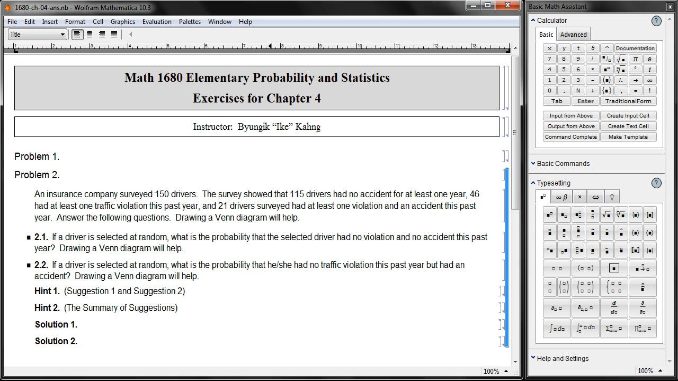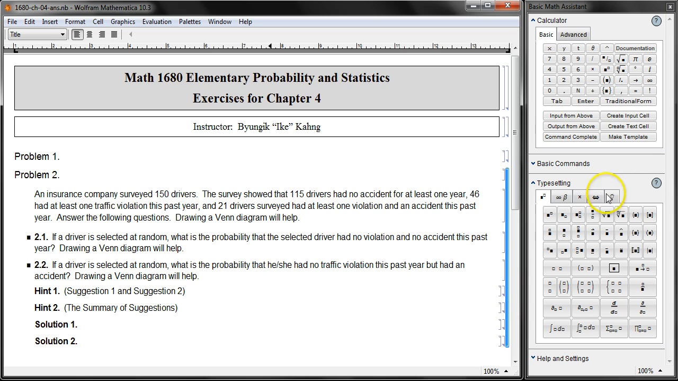2.1. If a driver is selected at random, what is the probability that the selected driver had no violation and no accident this past year? If a driver is selected at random, what is the probability that he or she had no traffic violation this past year but had an accident? Either case, drawing a Venn diagram will help. But how do you draw those?